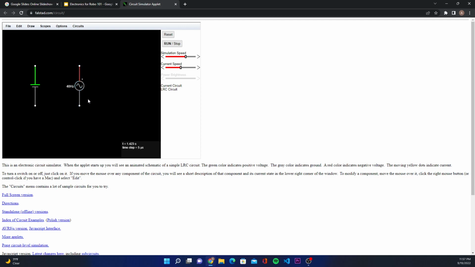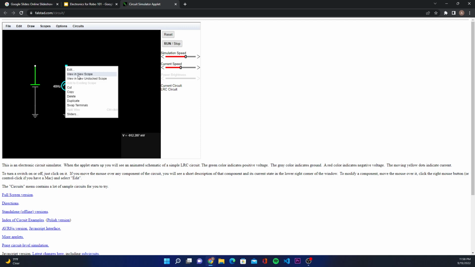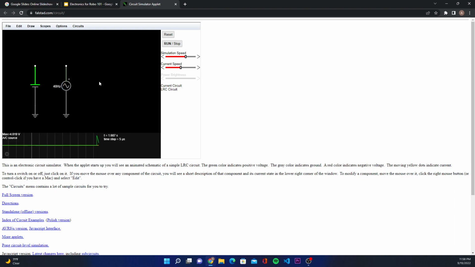But what happens is that in an AC, the voltage being outputted, even if they're both connected to ground here, you can see that it's alternating, right? Remember that green in this is a positive voltage and red is a negative voltage. So let's see what's going on here. Falstad has this great thing called scopes. Scope meaning oscilloscope, which is what electrical engineers use to measure voltages and currents and all that stuff as a function of time.